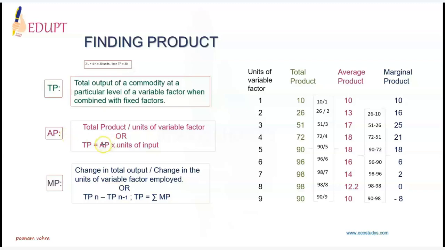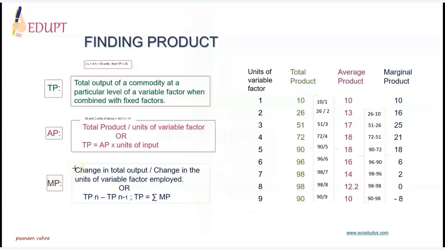Average product refers to output per unit of variable input. So it is total product divided by units of variable factor, or total product is average product into units of variable factor. It is calculated separately for each factor unit. Continuing with the same example, if total product is 30 and 2 units of labor are employed, then average product would be 30 divided by 2, that is 15.